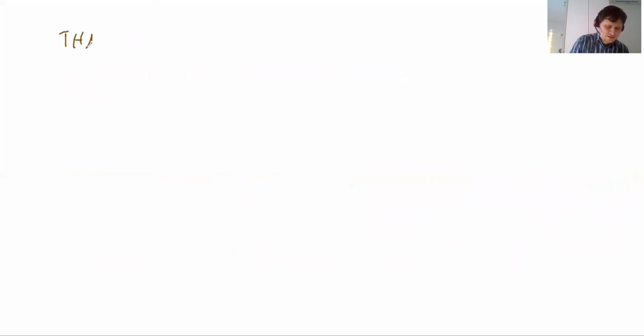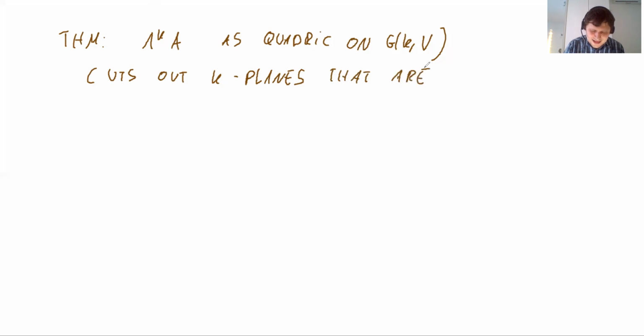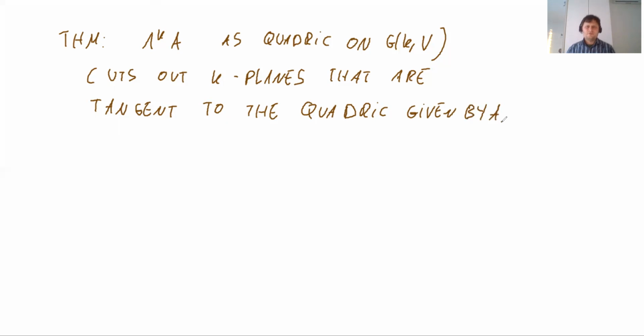And the answer is very geometric and very nice. Wedge K A, as a quadric on the Grassmannian G K V, cuts out K-planes, projectively K minus 1 planes, that are tangent to the quadric given by A. Okay, and there is a complete proof in the notes. It's not very difficult. For the sake of time, I will skip it.